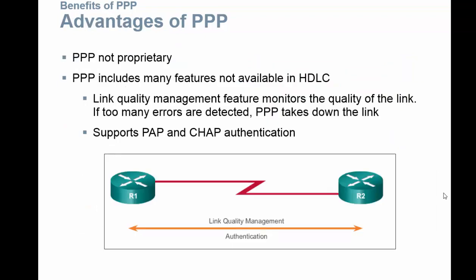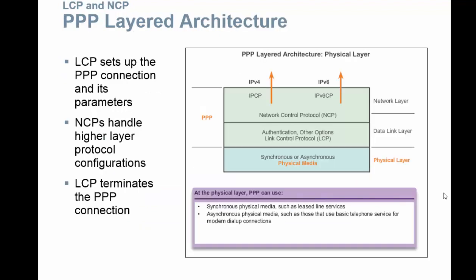Some of the advantages of PPP: PPP is not proprietary like HDLC is. PPP includes many features not available in HDLC. You have a link quality management feature that monitors the quality of the link. If too many errors are detected, PPP takes down that link. It supports both PAP and CHAP authentication. LCP sets up the PPP connection and its parameters. Our NCPs handle higher layer protocol configurations, and the LCP terminates the PPP connection.